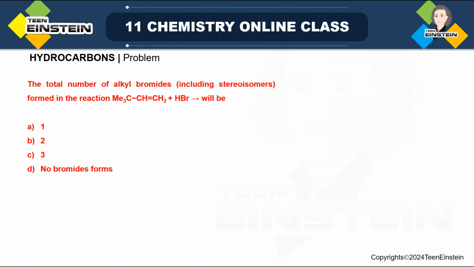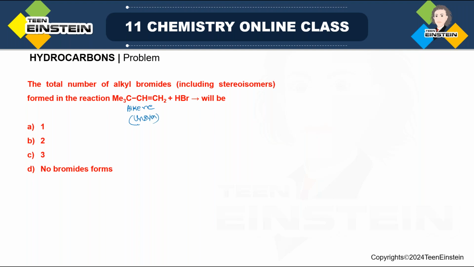Total number of alkyl bromides, including stereoisomers, formed in the reaction. So here Me3C-CH=CH2, this is the substrate. So the substrate is basically an alkene, and this is HBr addition. Okay, so we know when we consider HBr addition to an alkene, and if the alkene is unsymmetrical, here the alkene given is unsymmetrical, isn't it? So you have to consider Markovnikov addition. Now no peroxide is there, so you don't have to consider the peroxide effect, nothing is mentioned.